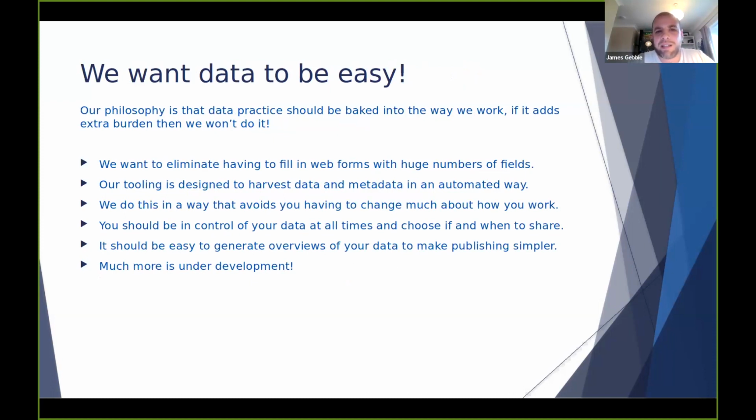So we really want our data to be easy. Our philosophy is that data practice should be baked into the way that we work. You shouldn't have to change the way that you work too badly to do these things when we actually have the technologies to sit alongside you and bring this without inducing that massive change.